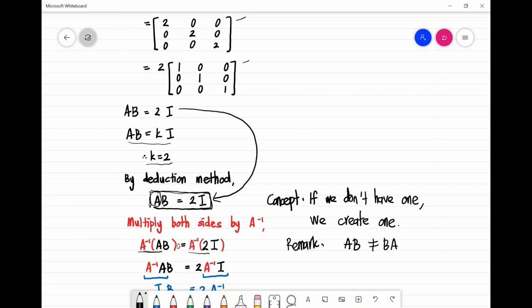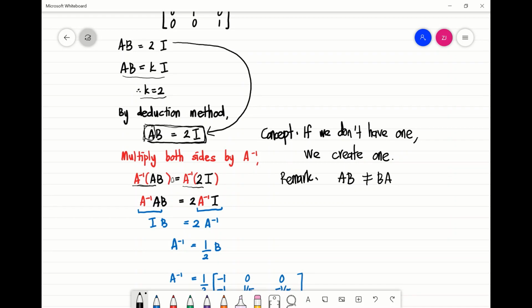And because 2 is simply a scalar, we can bring the 2 to the front here. So A inverse multiplied by A will be I, and then B here we bring down. Then 2 A inverse times I. So again, we use this property: any matrix multiplied by identity will be the matrix. So now we have A inverse times I, which is A inverse. And IB is simply B, so we write down A inverse as the subject, so we know that A inverse is equal to 1 over 2 B.